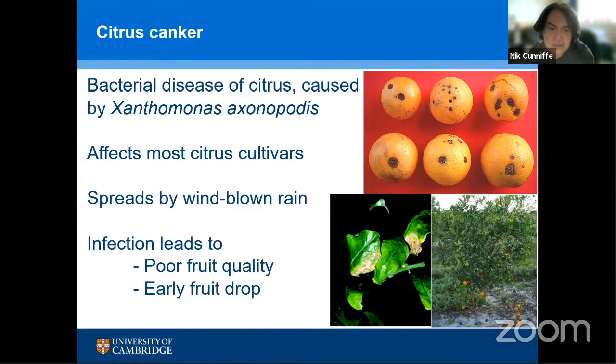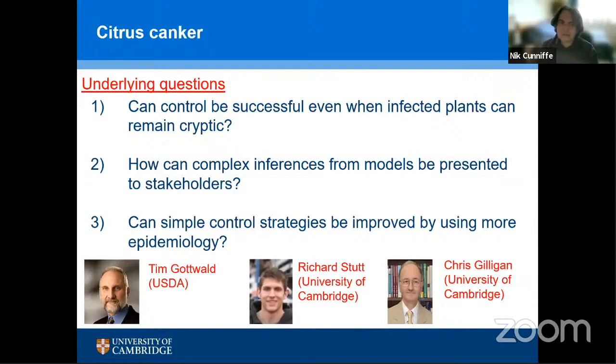So in talking about citrus canker, I'd like to emphasize a couple of underpinning epidemiological questions. And as was introduced just before I started speaking, some of these at least are incredibly close to our consciousness now. So the first question I'd like to think about is how you can successfully control a disease, even when individuals, so in this case plants, which are infected, remain cryptic.